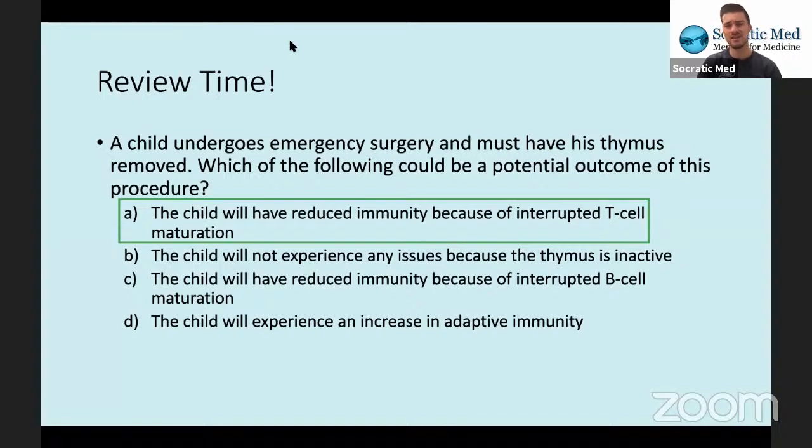Does everybody understand that? I can definitely explain that again if you need. It's just because we're removing the thymus before it has a chance to do what it needs to do.